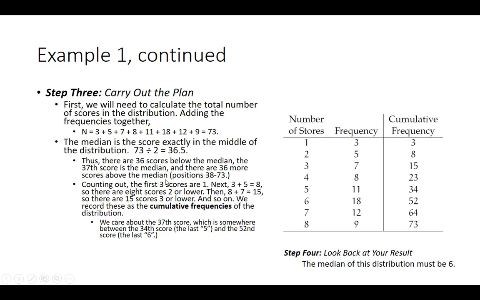We had said that the median would be the 37th score. So that's going to be somewhere between the 34th score and the 52nd score. The 34th score is the last 5. The 52nd score is the last 6. So the median of this distribution must be 6, because scores 35 through 52 are all 6s.